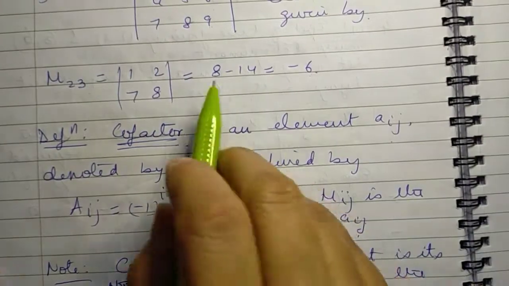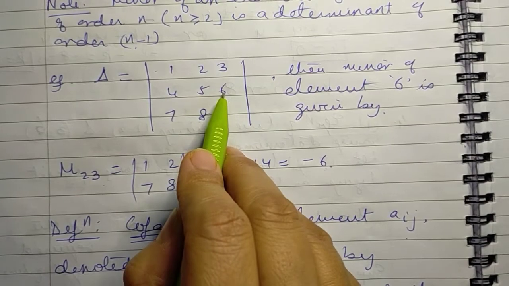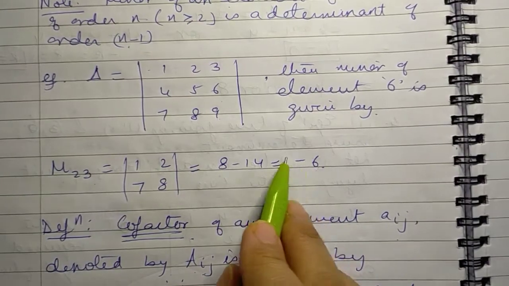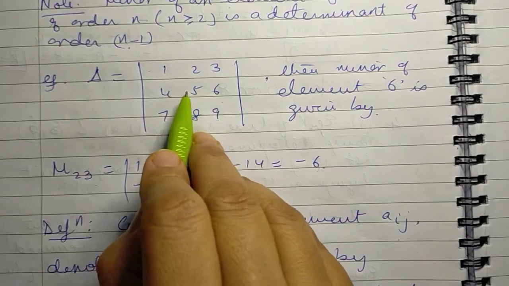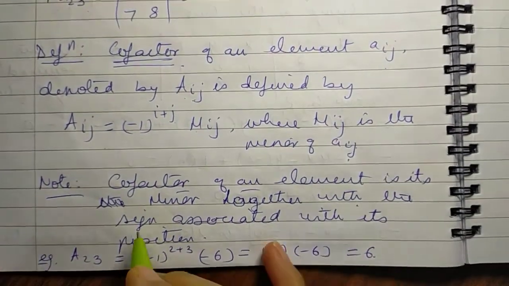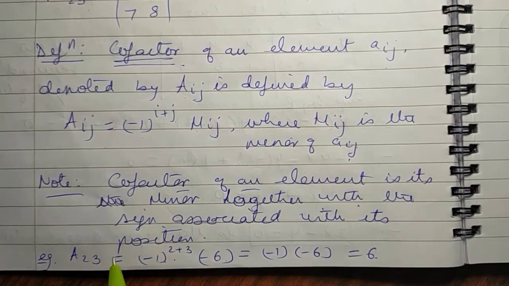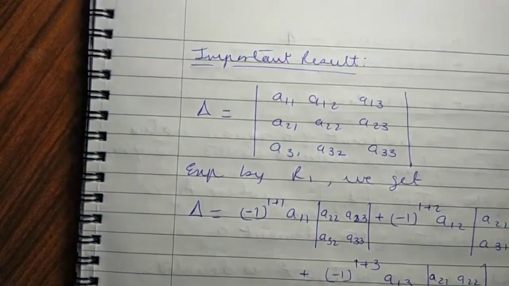So, for example, in the same example as above, if we want to find the cofactor of the element 6, we multiply the minor, which we found as minus 6, with the sign of the position, that is minus 1 raised to the power of 2 plus 3, as this is the 2, 3 position. Minus 1 raised to an odd number is minus 1. So minus 1 into minus 6, the cofactor of the element in position 2, 3 becomes plus 6.